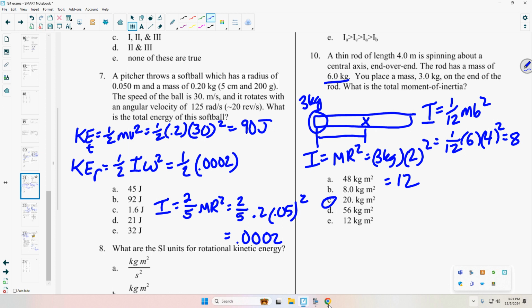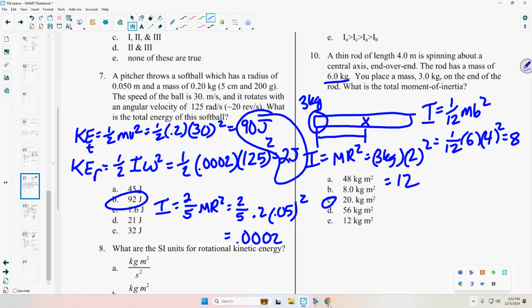And then omega, I did give you omega actually. It's 125 radians per second. And so that energy times 0.5 times 125 squared is 1.56 joules, or 2 joules. And so the total energy is the sum of those two, about 92 joules.